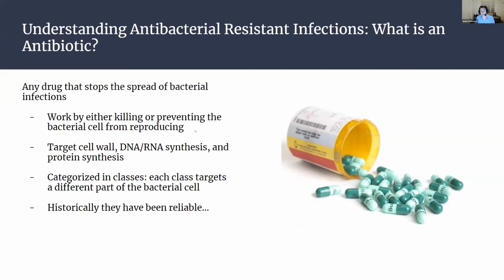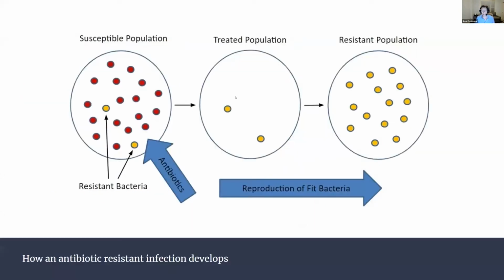Each antibiotic is categorized into different classes, right? Each class of antibiotic targets one specific type of cell machinery. And as we all know, we have been using these for a relatively long time now, and they have been reliable. So how exactly does an antibiotic-resistant infection develop? Bacteria are constantly replicating, and oftentimes they mutate, and these mutations can lead to them being immune to certain antibiotics.